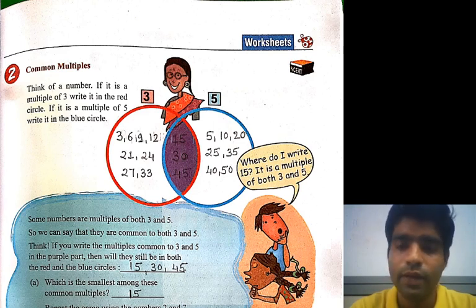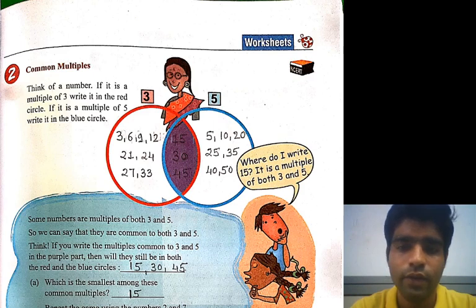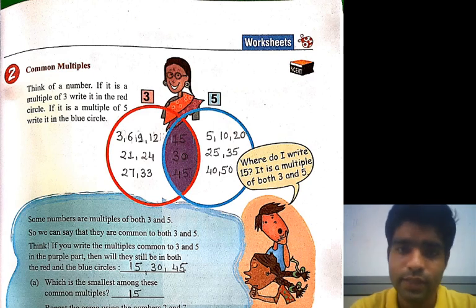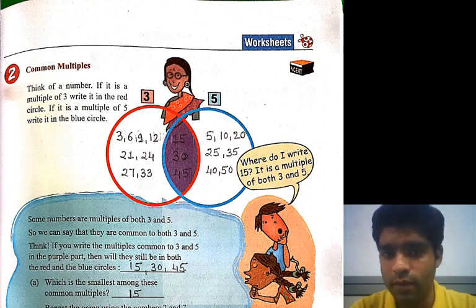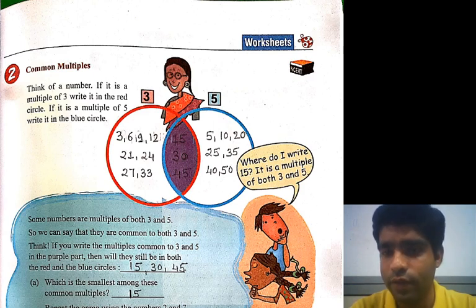First of all, we have to write down the given tables. 3, 6, 9, 12, 15, 18, 21, 24, 27, 30. This is the table of 3. Table of 5: 5, 10, 15, 20, 25, 30, 35, 40, 45, 50. And we just have to find out the common numbers. Just see, in the tables they are 15, 30 and 45.